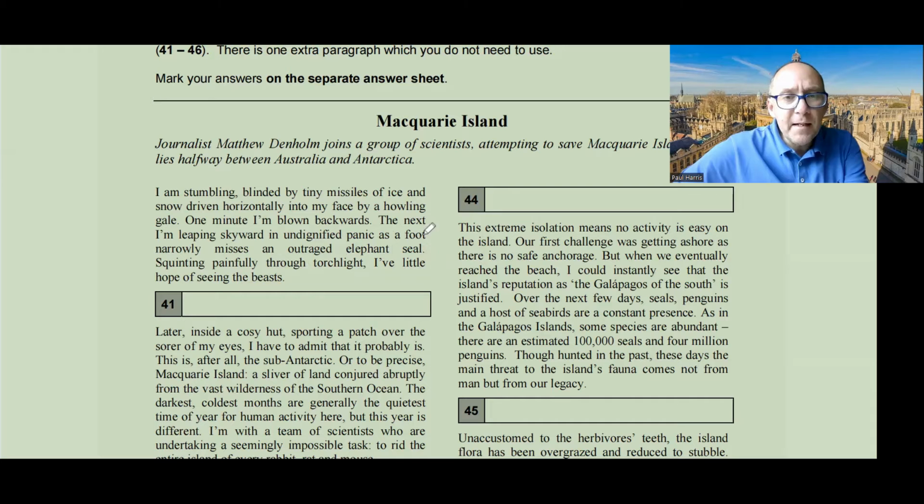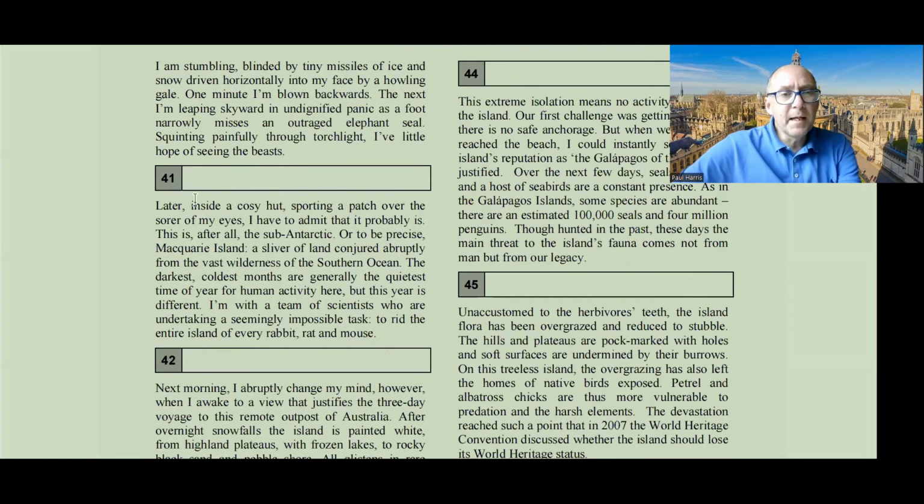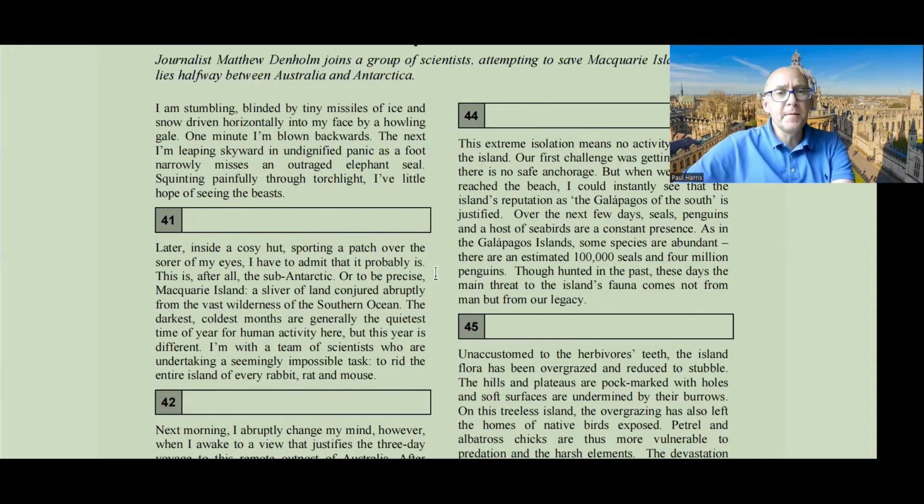Right, okay, let's read a little bit after the space and see what it says here. "Later, inside a cozy hut, sporting a patch over the sore of my eyes, I have to admit that it probably is. This is, after all, the sub-Antarctic, or to be precise, Macquarie Island, a sliver of land conjured abruptly from the vast wilderness of the Southern Ocean." Okay, so let's look and see what's important here.